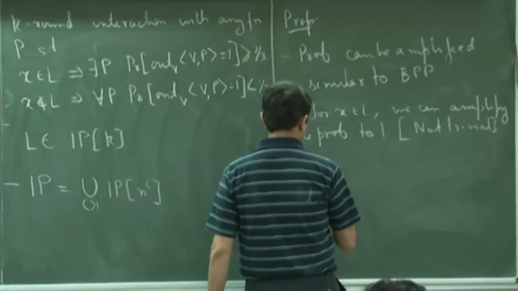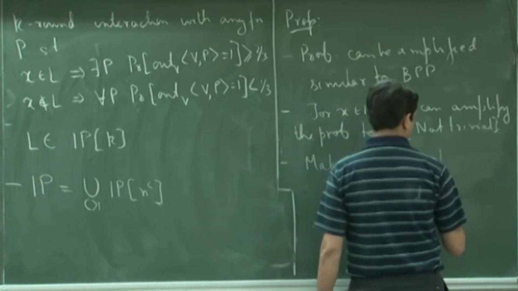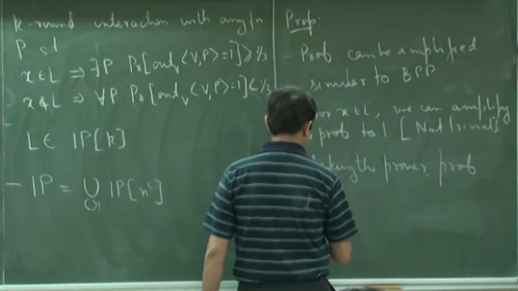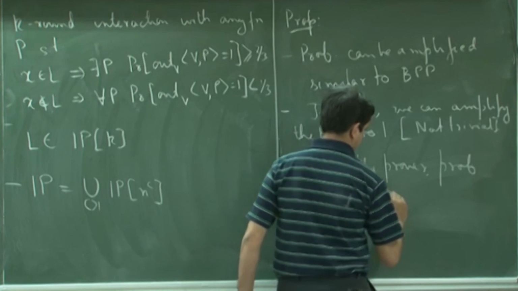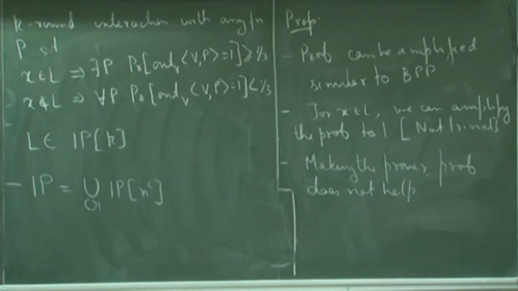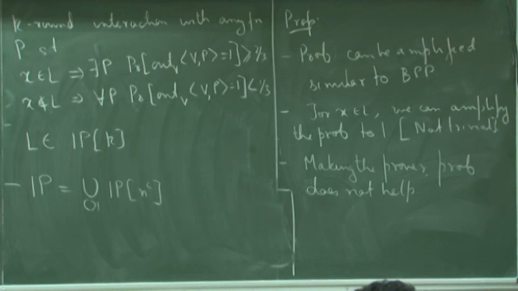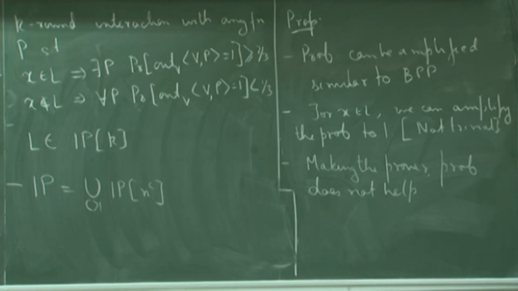The third thing is that making the prover probabilistic does not help. Your prover is an all powerful machine. If you make it probabilistic, you can have another prover who runs through all the coin tosses of the original prover and then takes the majority, because if it is a probabilistic machine, it should accept on more than half the sequences of coin tosses. I can just simulate all the sequences and take the majority again. So, that does not help.